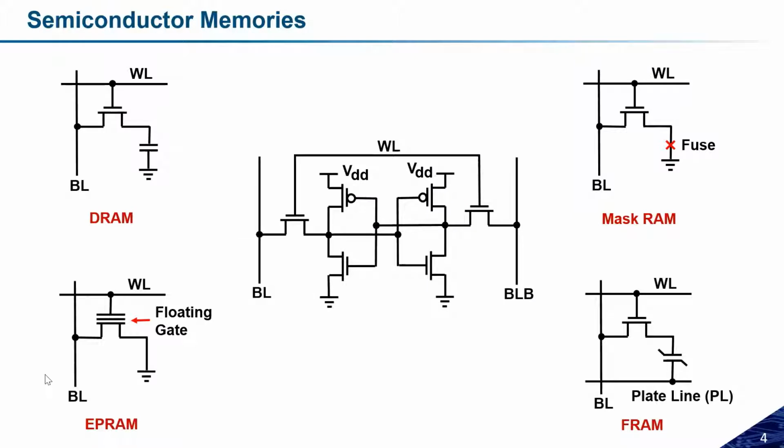Another kind of memory could be static random access memory. This static random access memory is an important part, because this kind of memory is basically utilized in the cache.